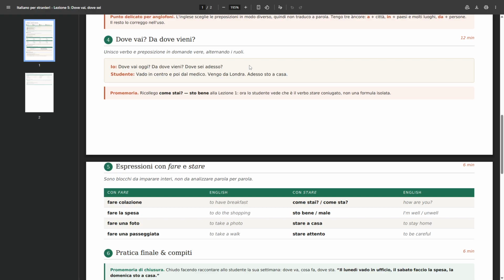Then we have dove sei adesso, so where are you now, adesso. Then the student responses are vado in centro e poi dal medico, so it means I am going to the center, in centro in this case, but it translates to e poi dal medico, and then to the doctor. Then vengo da Londra, I come from London. Adesso sto a casa. Right now I'm at home.